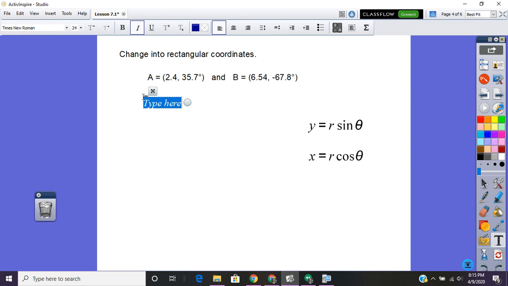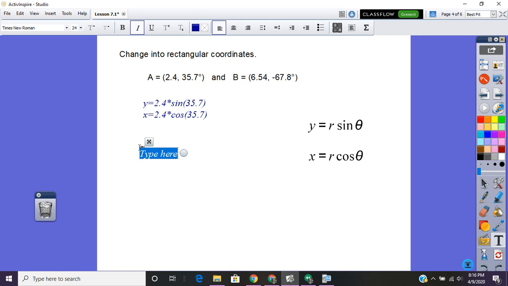Likewise, on part A, to find y, we just do 2.4 times sine of 35.7. To find our x, we do 2.4 times cosine of 35.7. It's going to take care of everything for us. We don't even need to worry about it because we're just going to type those in the calculator and get our answers, and then our answers are written as ordered pairs.